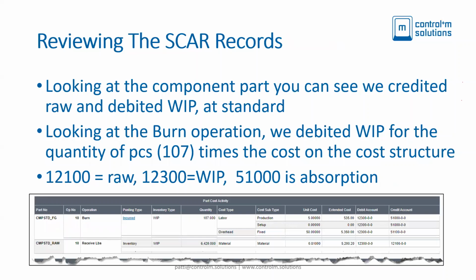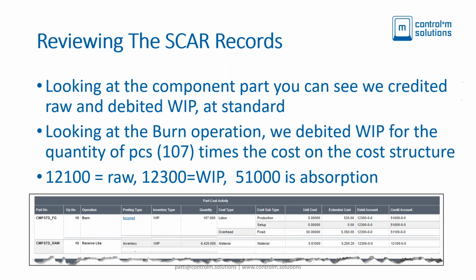Here's our production in SCAR after it was generated. You can see that the usage of the raw material, and I'm just going to call it underscore raw, is listed under the component part. And under there, you can see that the credit is to our raw material account for 107 times the raw material cost. And it reduced our raw inventory account value. That's because we actually made 107 parts. Even though only 100 turned out good, we still made 107. Then that amount was debited to the work in process account, that 12,300.